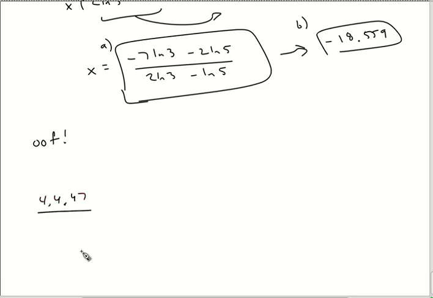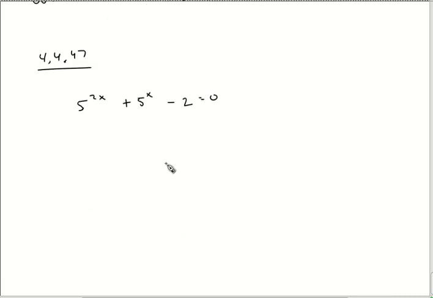Number 47. Let's keep going. I got 5 to the power of 2x plus 5 to the x minus 2 is equal to 0. And this is an interesting thing. They want to solve for x, but we've got to understand how to factor this correctly. They want you to factor.